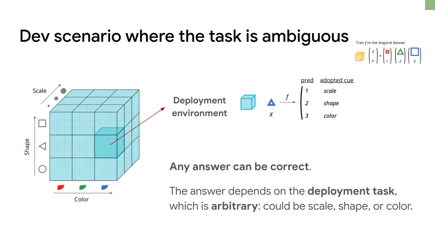So at test time, in the deployment environment, you get a new kind of sample with a new combination that you haven't seen before. Any of these three answers is good, but depending on what answer you get, you may actually be able to identify which cue the model is looking at. If the model's prediction for that one is one, then it means the adopted cue is probably scale, right? Because in the training sample, small shape used to get plus one, label one. And so on, right?